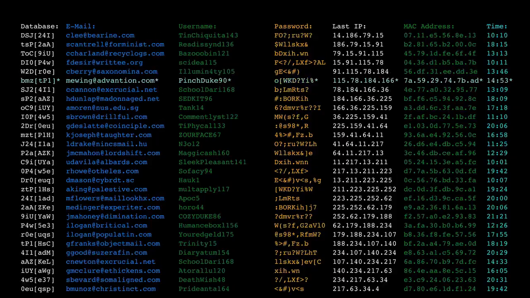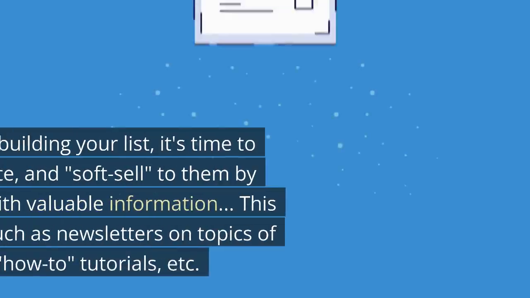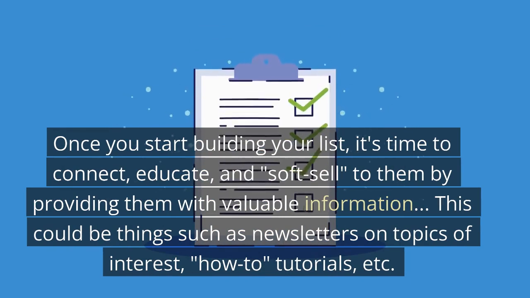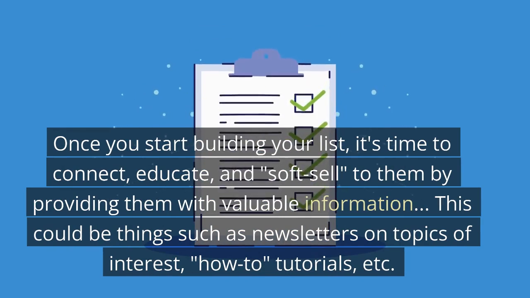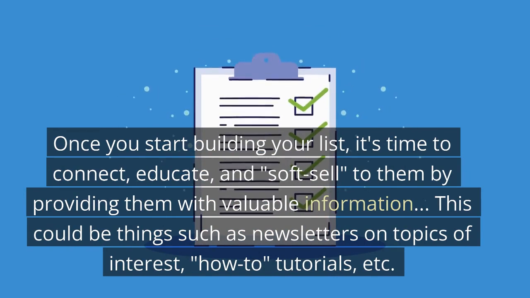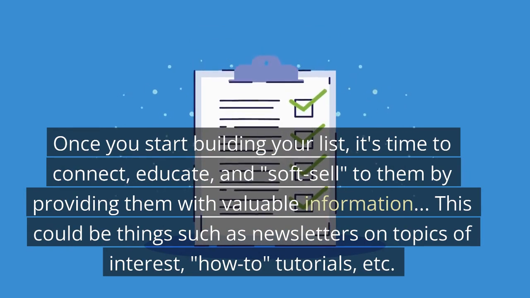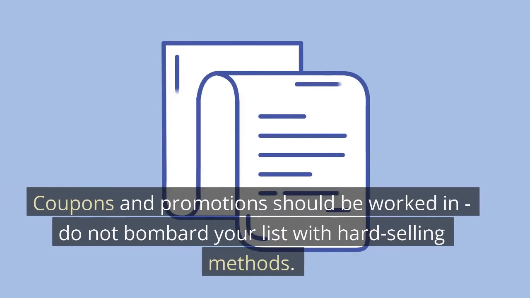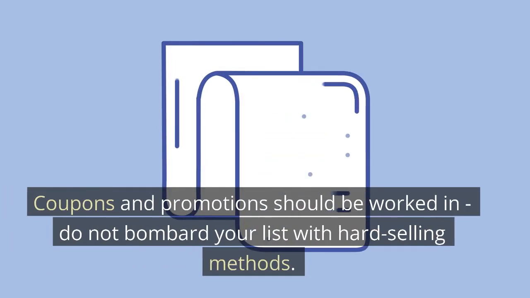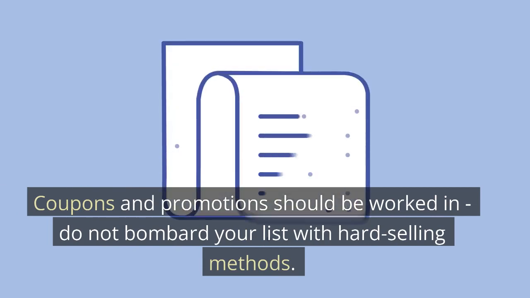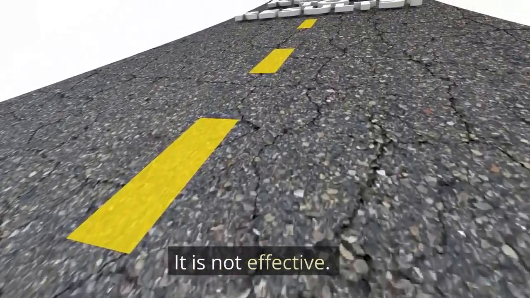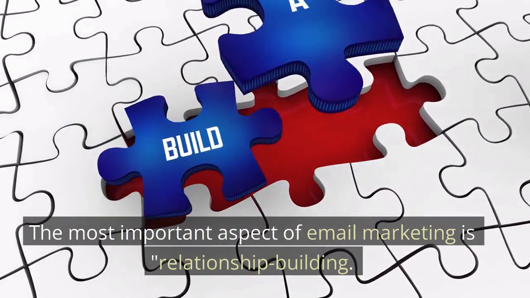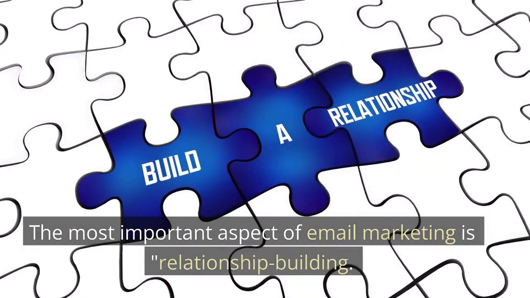Emailing your list. Once you start building your list, it's time to connect, educate, and soft sell to them by providing them with valuable information. This could be things such as newsletters on topics of interest, how-to tutorials, etc. Coupons and promotions should be worked in. Do not bombard your list with hard-selling methods. It is not effective. The most important aspect of email marketing is relationship building.